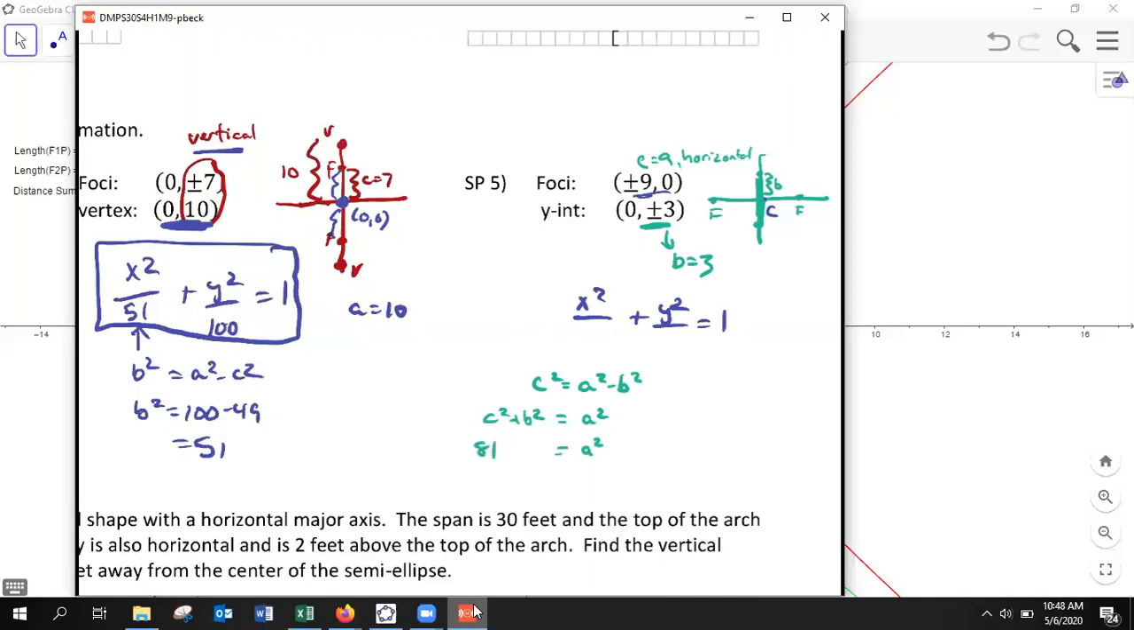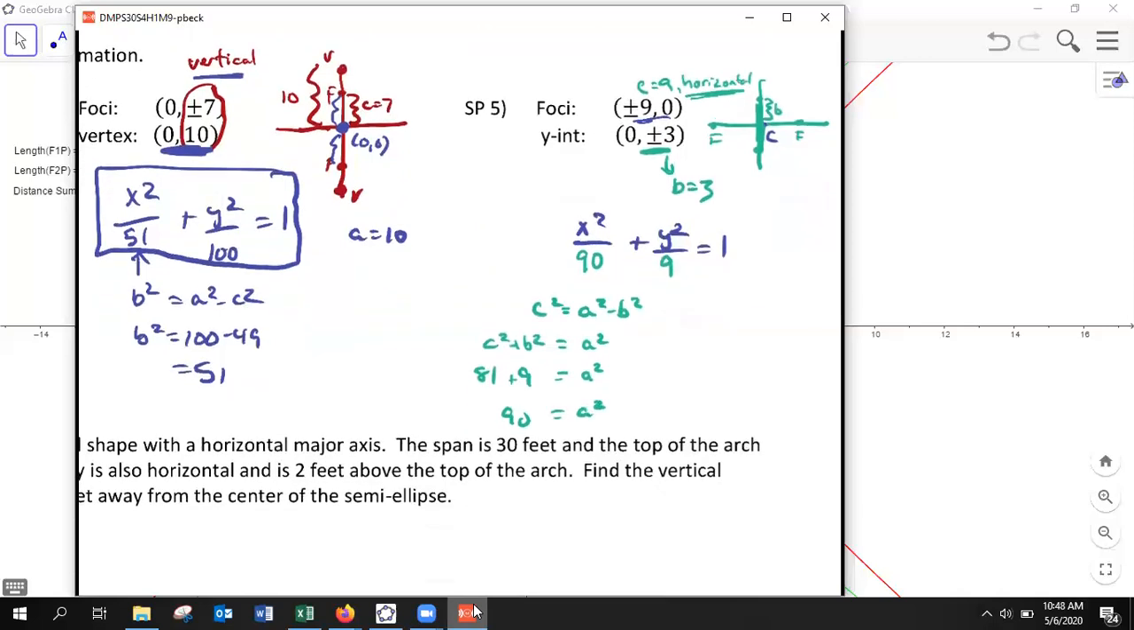So a squared is going to equal c squared, 9 squared is 81. b squared is 9. So a squared equals 90. And because my orientation is horizontal, that 90 goes underneath the x squared. And then what goes underneath the y squared is b squared, and b squared is 9. So let me write that in one color just to be a little bit better.